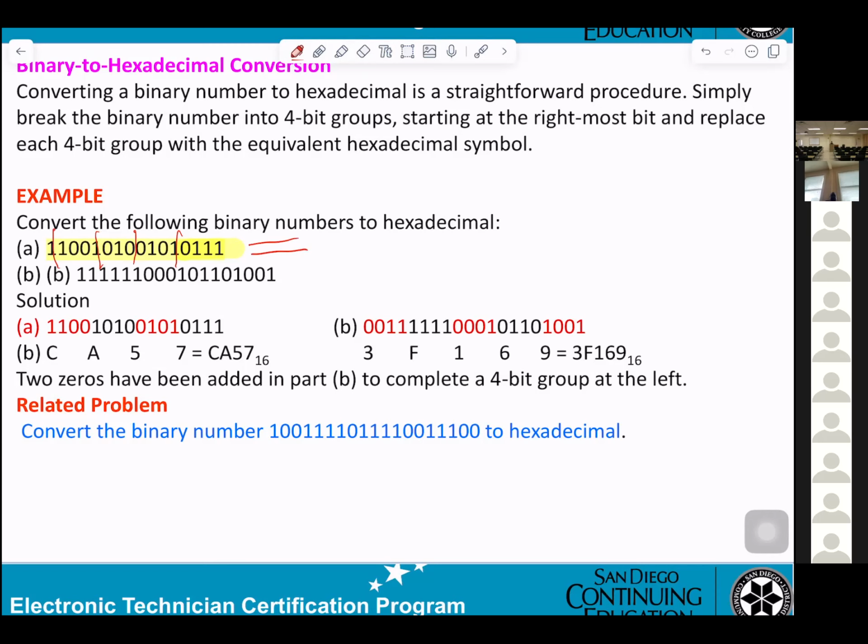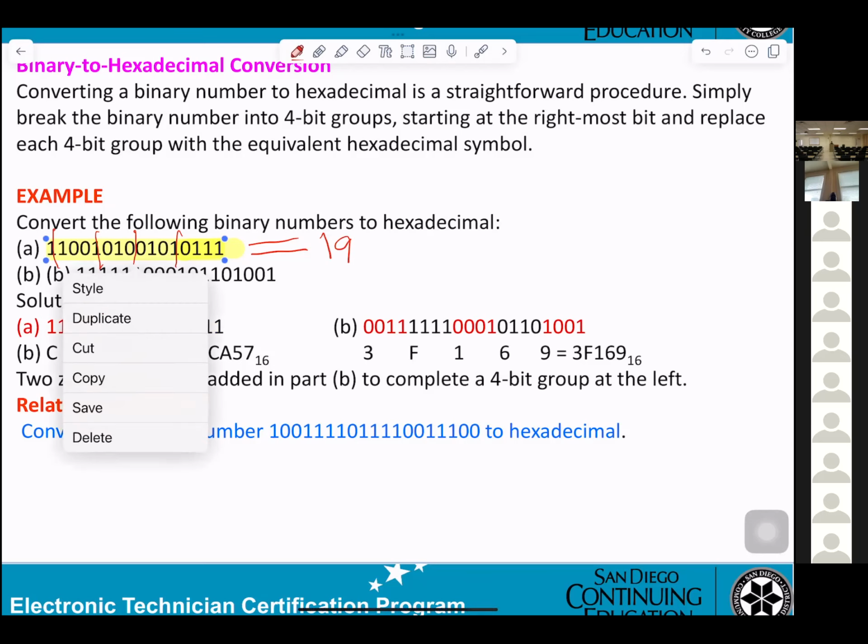Just convert each group. The first thing you get is only number 1. So decimal will be 1. The next one, 1, 0, 0, 1. What number? Let's see. 1, 0, 0, 1. 9. Perfect. Okay. Next one, let's see. 1, 0, 0, 1.